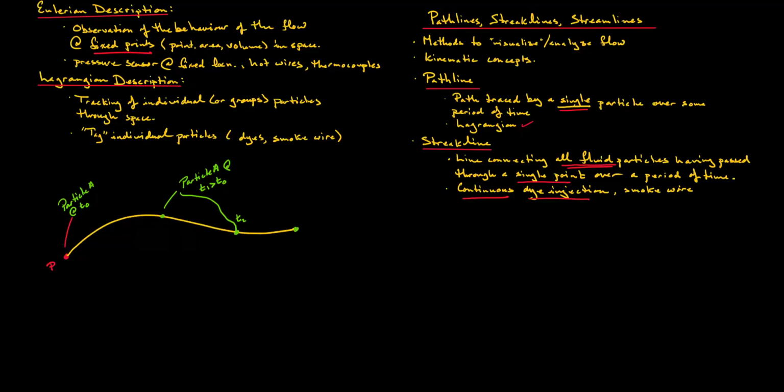And then, particle A here, particle A at T3, and again, this is greater than T naught. Okay, so this is the path followed by a single particle. Okay, I think this is fairly intuitive. You could think of this being a car, and this is the route that the car took between time T naught and time T3. Okay.